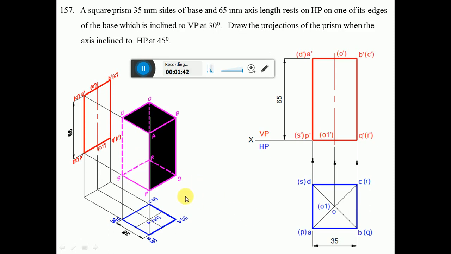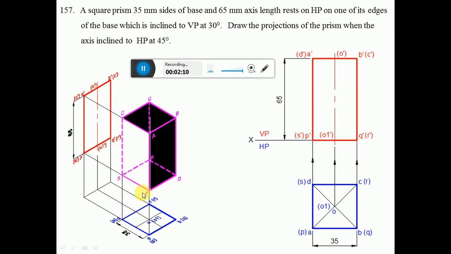And when you look from the front view, we can see the height of the prism, which is 65 mm here. AB is near to the observer, so A dash B dash is visible, and CD is away from the observer, so C dash D dash becomes invisible. O dash becomes invisible because it is hidden by AB, since the axis is always at the center of the prism.